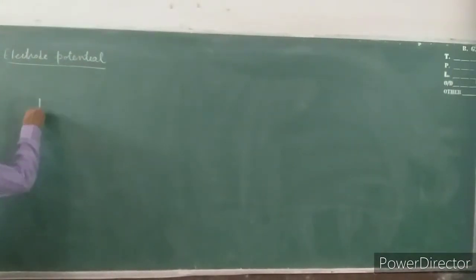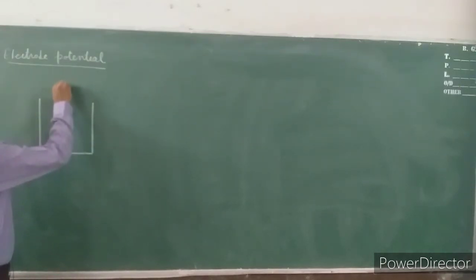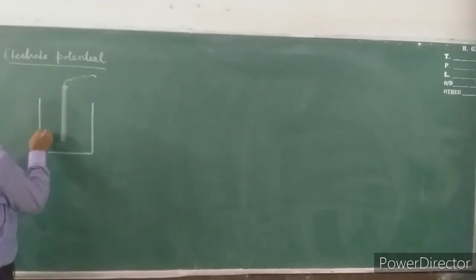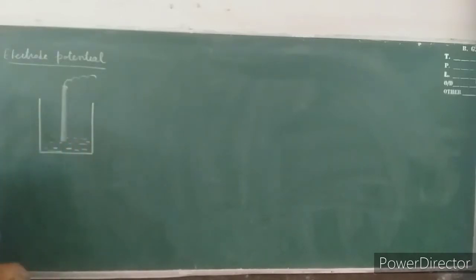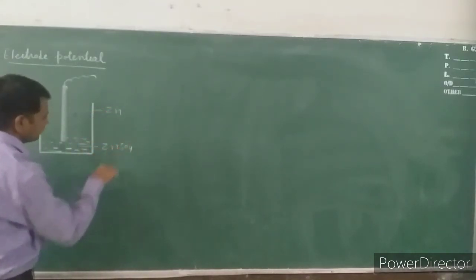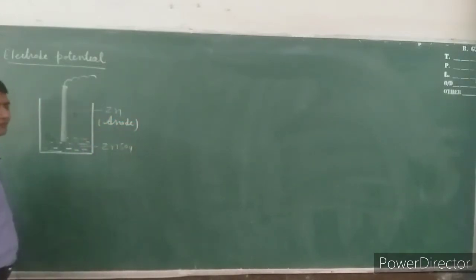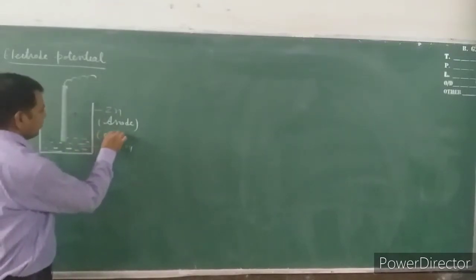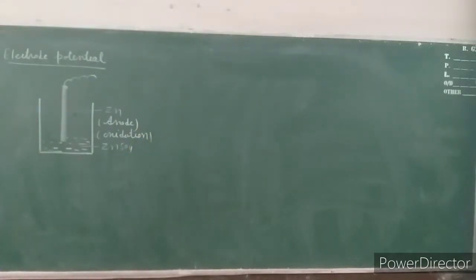Suppose in the first case we have an electrode dipped in an electrolytic solution, in this manner. Suppose this is a zinc electrode, so it will be dipped in the zinc sulfate electrolyte. We know that when zinc is working as an anode, it undergoes oxidation, because, as we have already explained, at the anode oxidation occurs.